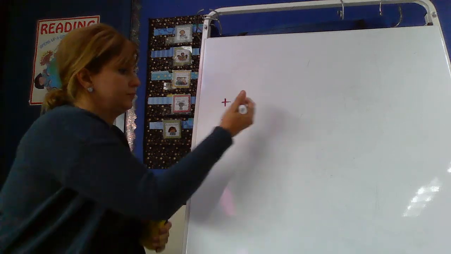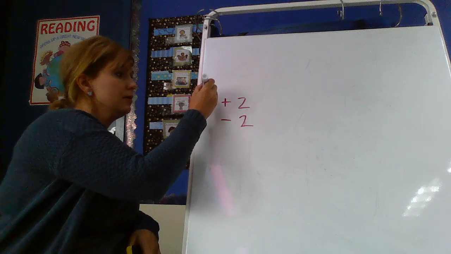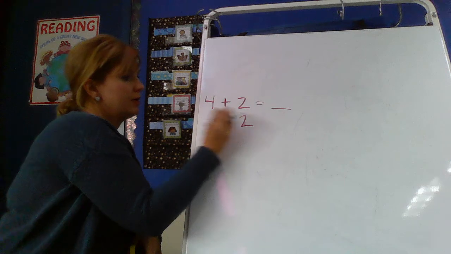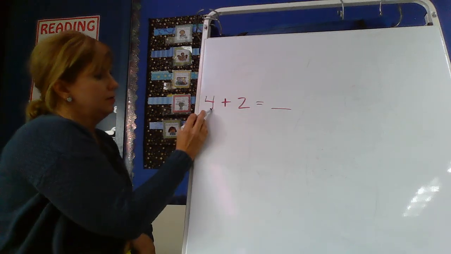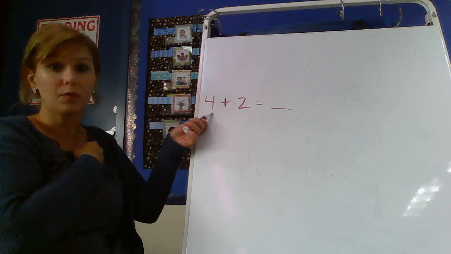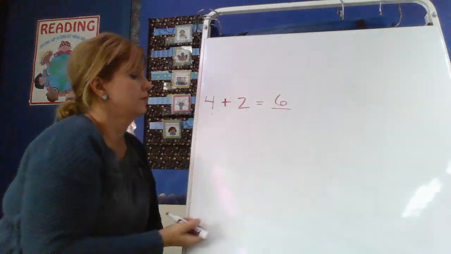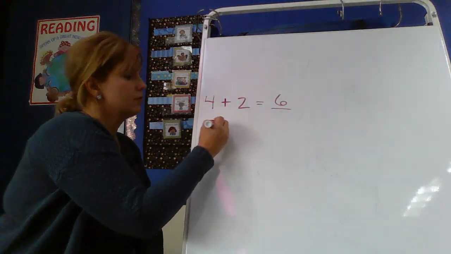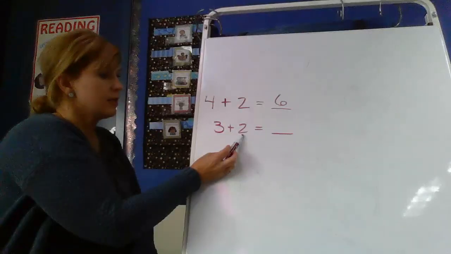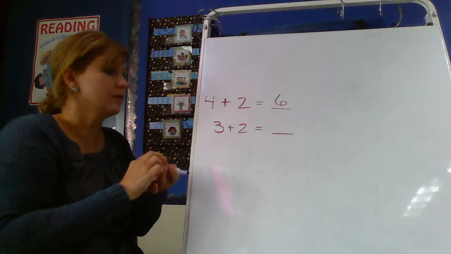Okay, last rule we're going to talk about is when we're adding or subtracting 2. When we're adding 2 to another number, 4 plus 2, this number is going to get bigger by 2. So we would count on 2 more. We would say 4, 5, 6. Okay, let's try another one of those. Let's do 3 plus 2. This number is going to get bigger by 2. 3, 4, 5.